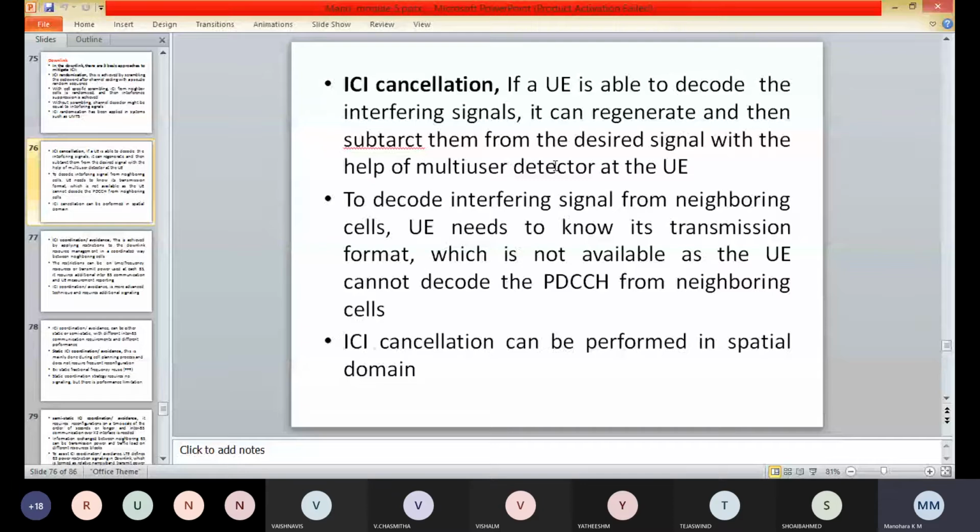Moving on to the ICI coordination or avoidance. This is achieved by applying restrictions to the downlink resource management in a coordinated way between the neighboring cells. It can be time, frequency, or transmit power used at the E node B. It also requires additional user measurements and reporting.